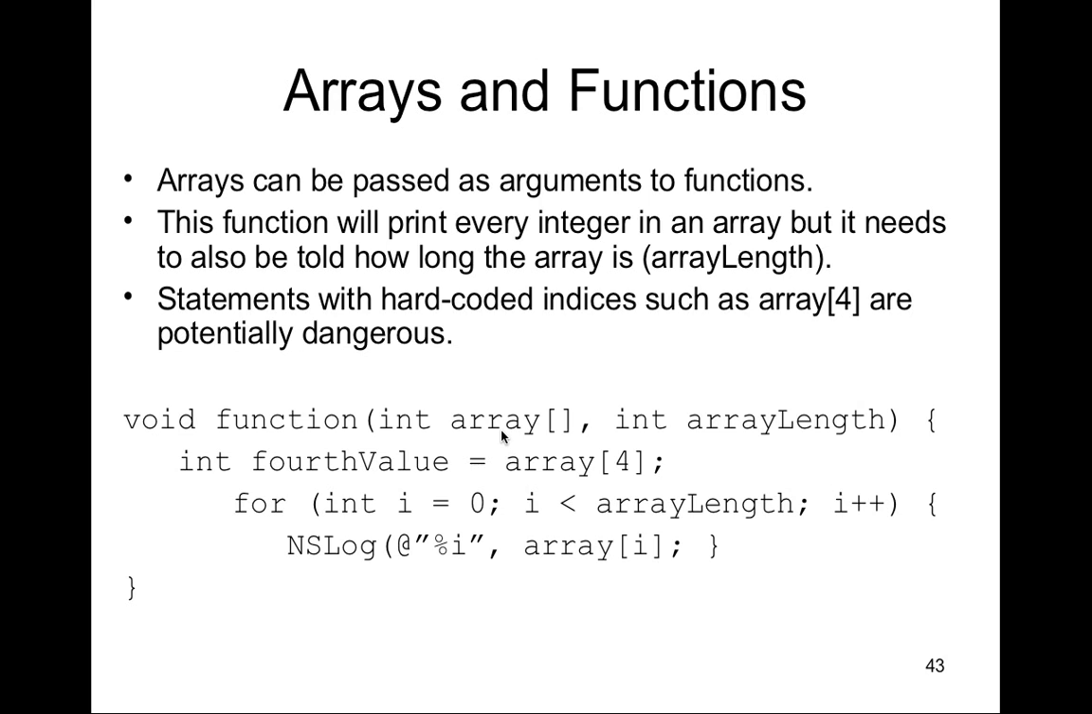There are different ways of making arrays grow, but this is the traditional C-type array. We can actually make an object instead, because objects are all dynamic, and then we can bypass all of the array problems. I'll show those later on with some more examples. But for the basic concept of passing arrays to a function, statements with hard-coded indices, such as array 4, are potentially dangerous, because you don't necessarily know what's going to be at element number 4. It might be something else.